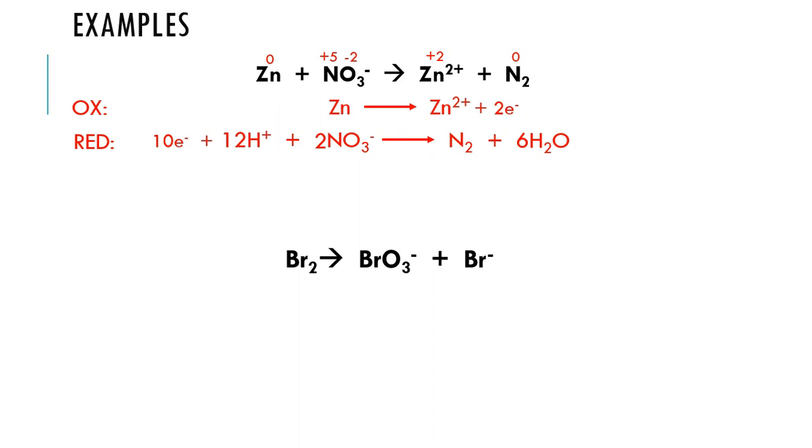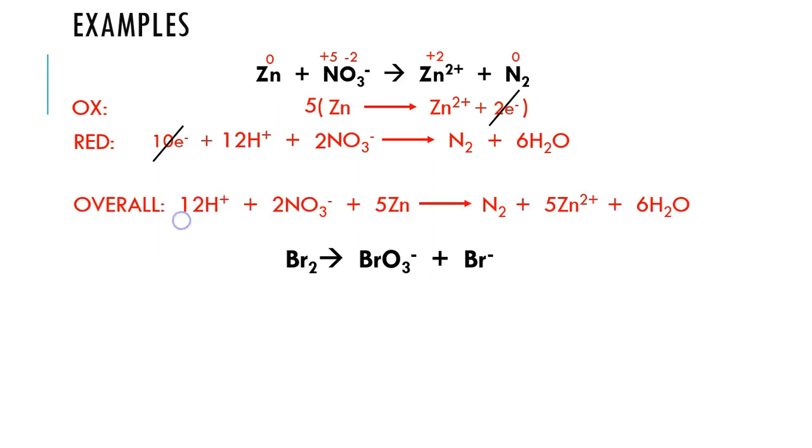Now is where we're going to multiply one or both of the equations by a factor to equalize the number of electrons lost and gained. So we see that 10 electrons are gained in reduction, and we're showing 2 electrons being lost in oxidation. So we have to multiply the oxidation half reaction by a factor of 5. When we do that, we'll have 10 electrons on both sides of the equation, and so all the electrons will cancel out. Now we can add both reactions together to get the overall.